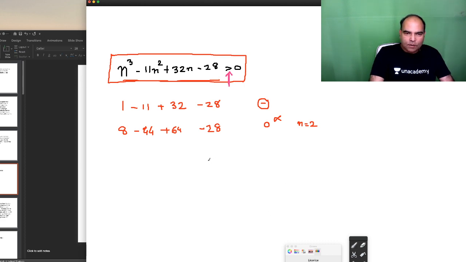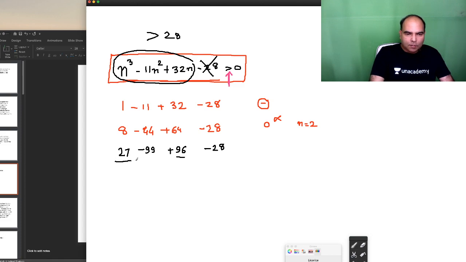So if I go to n equals 3, this minus 28 of course is the same. So what I can now change is, ये minus 28 को हटा के, I can try to say that I want this expression to be greater than 28. So n equals 3 में ये 27 है, ये 96 है और ये minus 99 है.